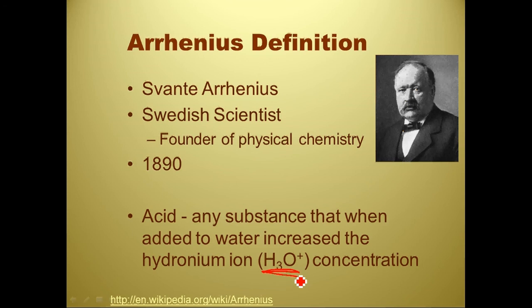That sounds kind of like what we started with at the beginning. I told you that the hydronium ion is what an acid produces. And that's very important. Well, this is why it's important: it is part of the definition of what an acid is. All right.